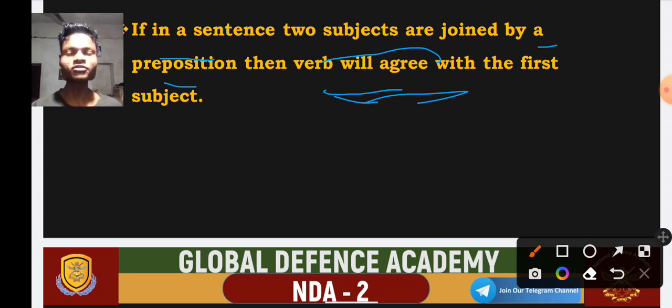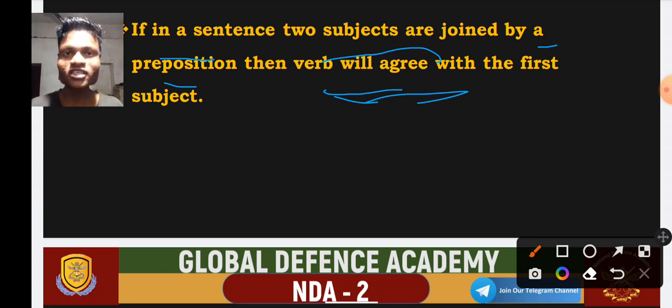Let me tell you one thing. When a preposition is used, this is the secret: after a preposition, an object is used. Listen, after a preposition, an object, not a subject, is used. Let me clear it with an amazing example.